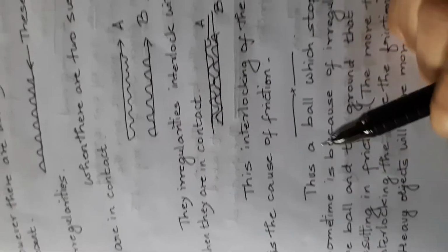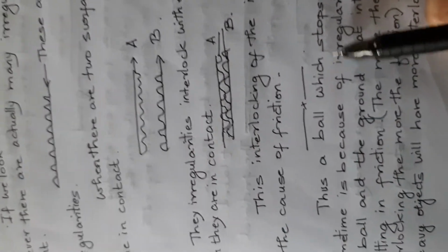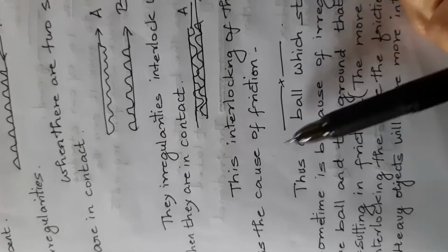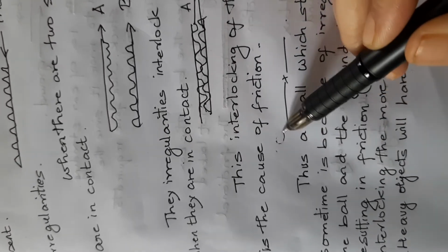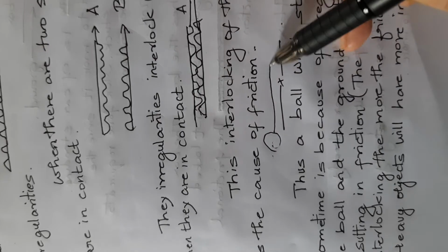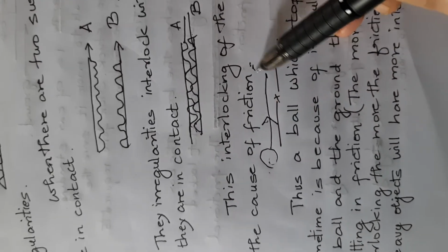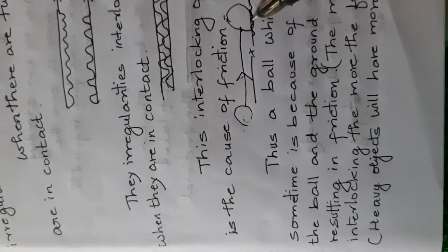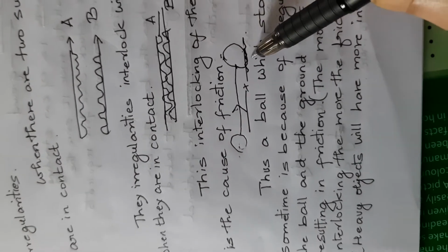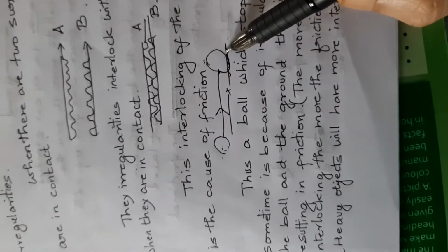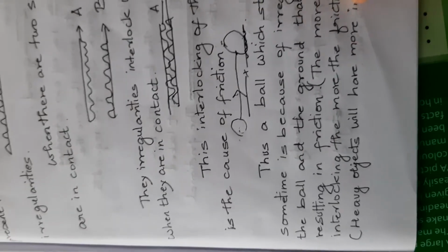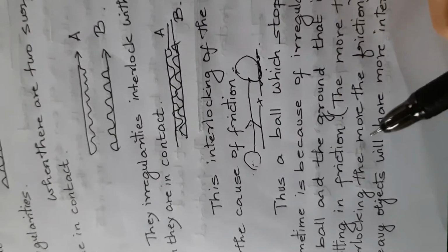Alright, so thus we see that a ball which is moving stops after some time. Why does it stop after some time if it is moving? Alright, we have seen previously that a ball which is moving will stop after some time, because of the irregularities between the ball and the ground. Alright, and these irregularities get interlocked. The more the interlocking, the more the friction, and we see that heavy objects will have more interlocking.